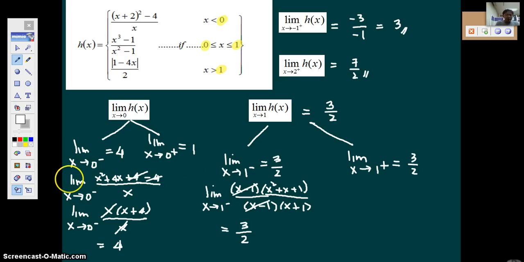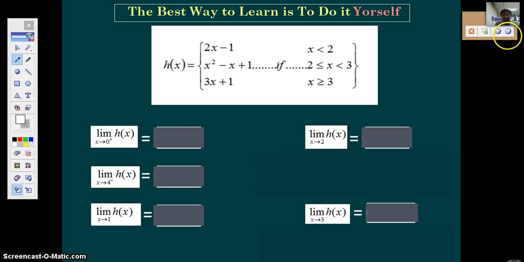Now, the left hand limit is not equal to the right hand limit. Therefore, we say the limit simply does not exist. The limit as x approaches 0 does not exist. Clear? Now we go to my favorite part again. But this time, let me help you. Let's do it together. So since the function is very easy, let's do it together.